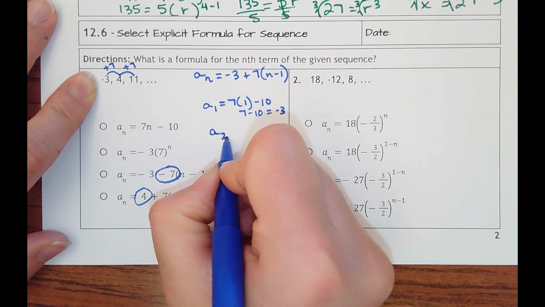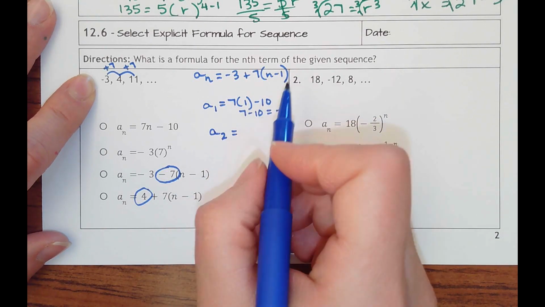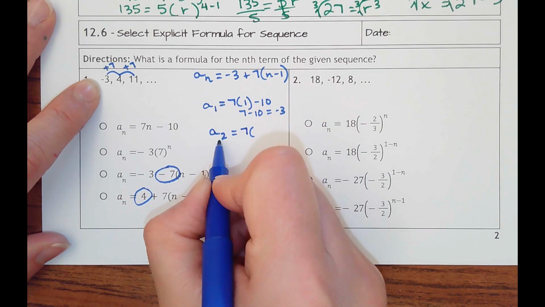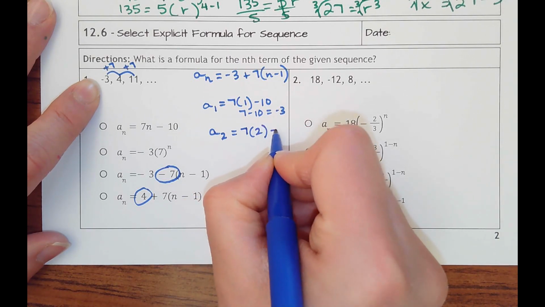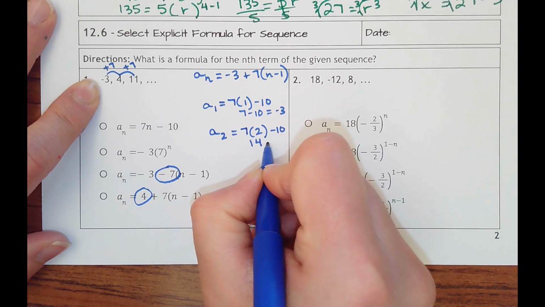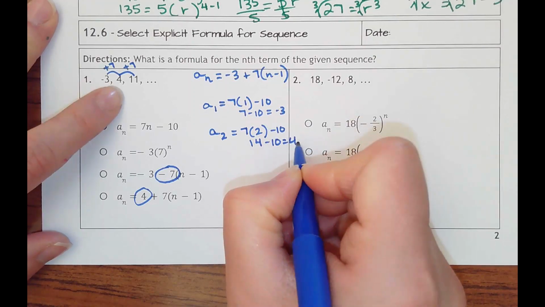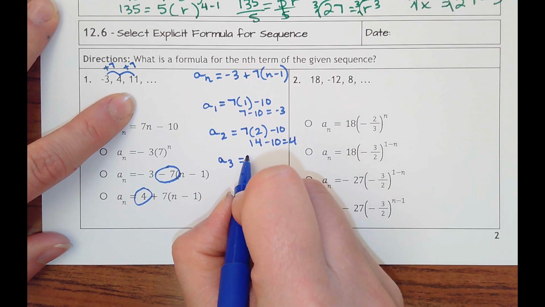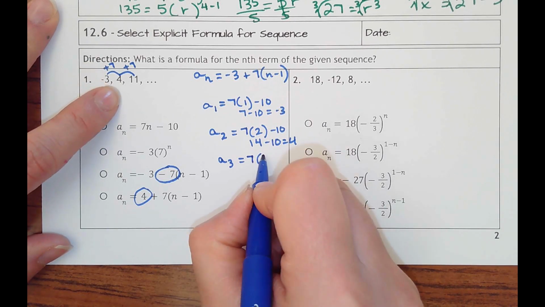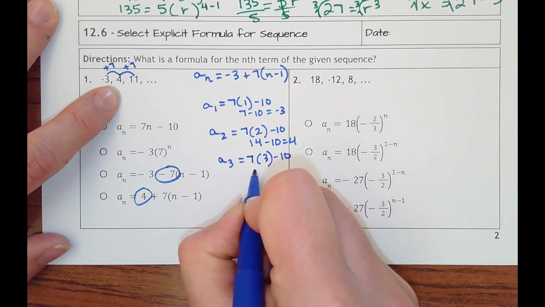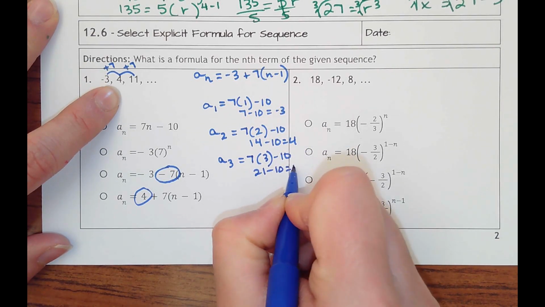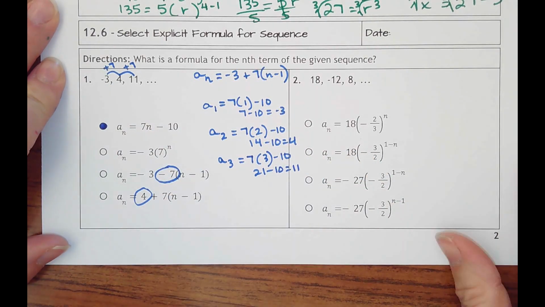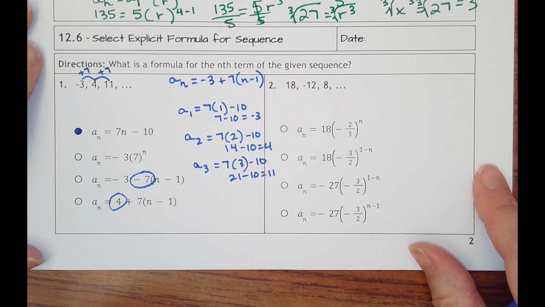Let's try it for a sub 2. That would be saying 7 times n, which is our second term, minus 10, which is 14, minus 10, which is 4. They got the second term. Let's try it one more time. A sub 3 is our 7 times 3, minus 10, which is 21 minus 10, which is 11. That does get all the terms, so it's this one. I kind of just use this to help me eliminate things to speed me up.